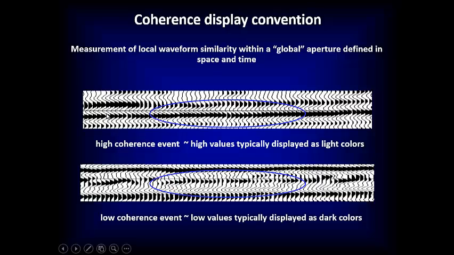But before that, let me mention that because coherence is a similarity attribute, on the upper image, what I show is a coherent reflection. That means the trace-to-trace similarity along this reflection is going to be high. But if you look at the lower image, from trace-to-trace in the highlighted zone, the coherence is not going to be high because the waveform is changing shape laterally. In most of the examples that I will show, low coherence values are depicted using black or dark gray color, and high values are seen in white or light gray.